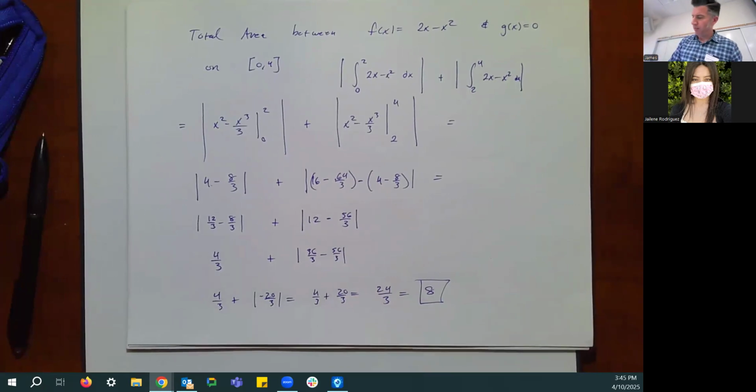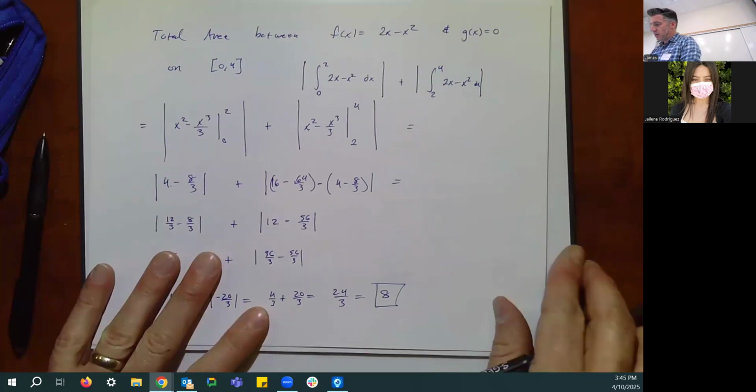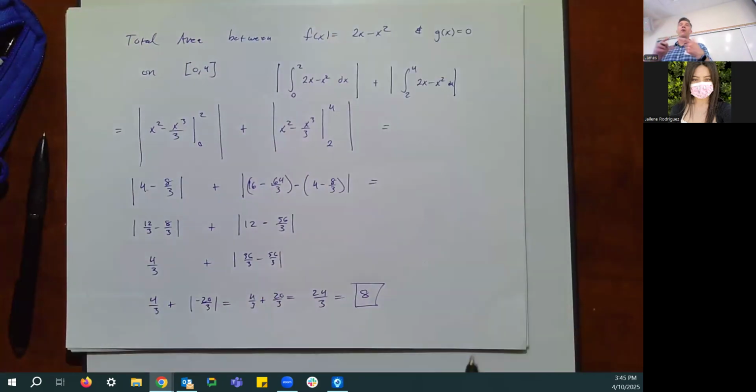So, okay. Interesting. Right? So the total area is 8, whereas the net area is the difference of those two things, which was negative something. Could you explain again, why did you split up into integrals? Right. So the reason I did that is because I want to count both areas as being positive so that I can calculate the total area.